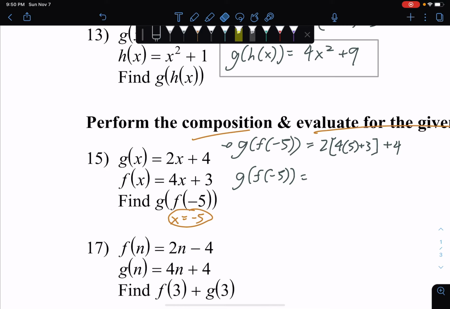Give me a few seconds to reconsider. Please kindly place that in the calculator. We'll be using our calculator this time. So 4 times the quantity, 4 times 5 plus 3, then plus 4. A few more seconds, please.